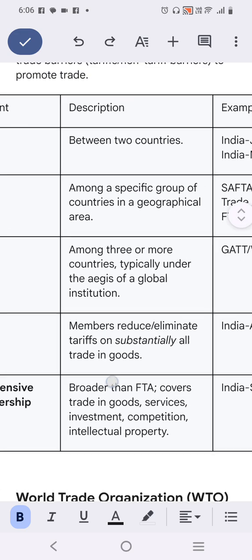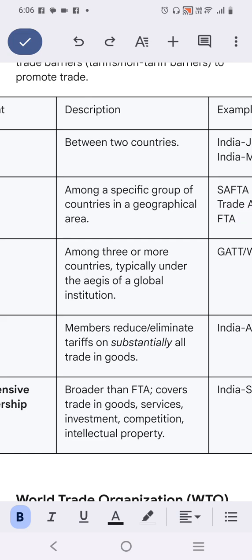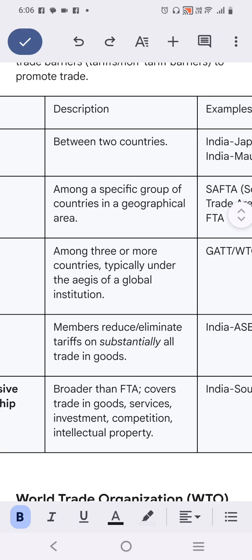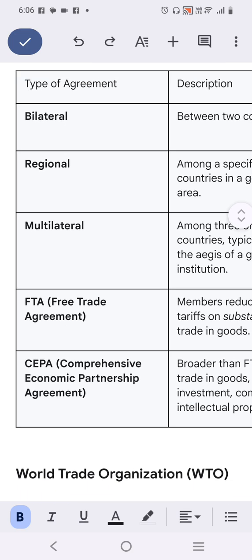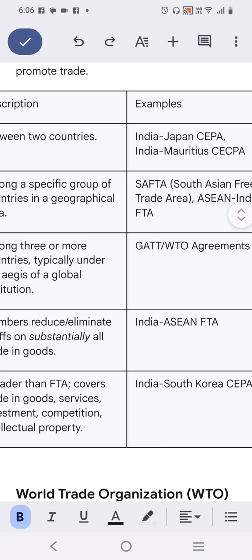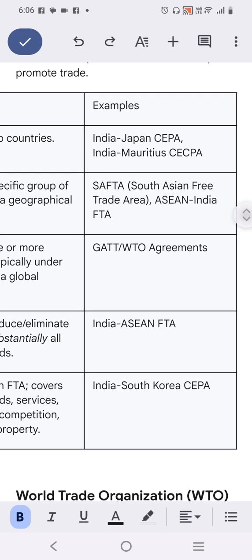A free trade agreement: members reduce or eliminate tariffs on substantially all trade in goods, for example the India-ASEAN FTA. A Comprehensive Economic Partnership Agreement is broader than an FTA; it covers trade in goods, services, investment, competition, and intellectual property, for example the India-South Korea CEPA.